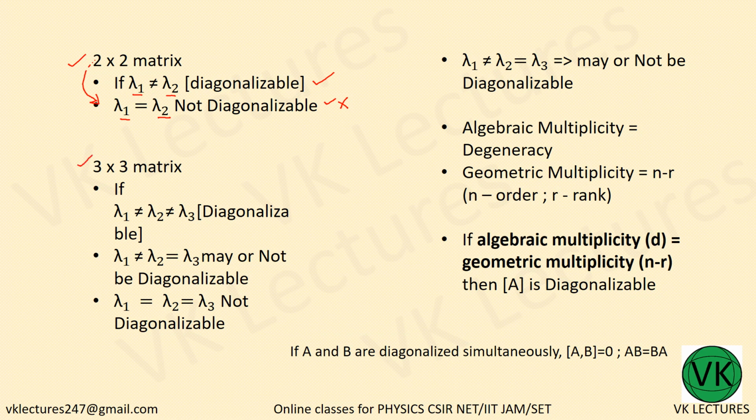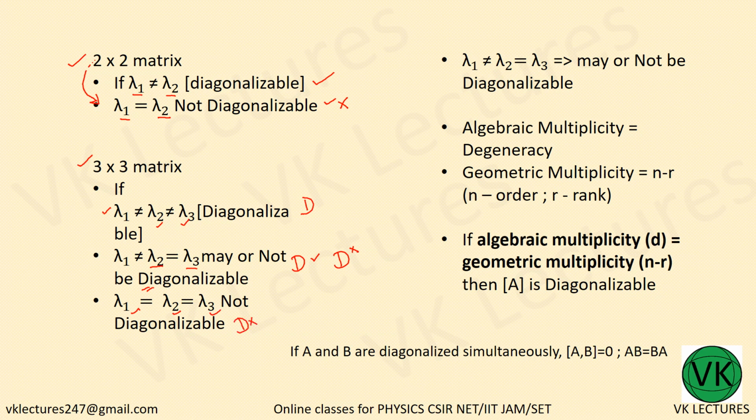For a 3 by 3 matrix, if lambda 1, lambda 2, lambda 3 are distinct eigenvalues, then you can diagonalize. And if any two of the three eigenvalues are the same, then you may or may not be able to diagonalize. Either you can diagonalize, or you cannot. Both are possible, but when all the eigenvalues are the same, then you cannot diagonalize.